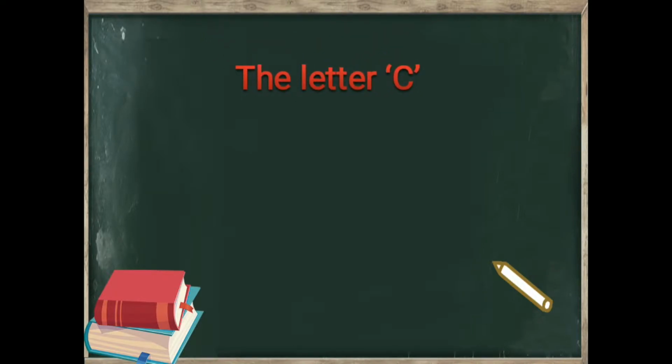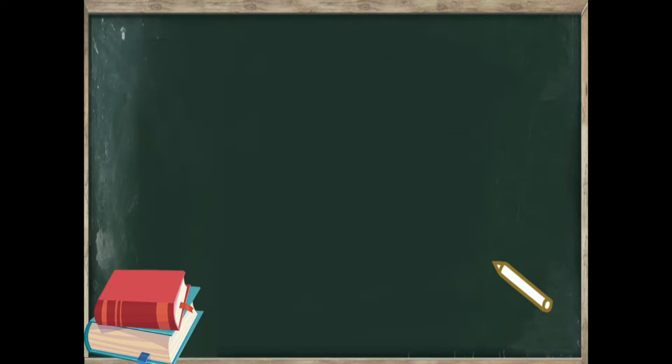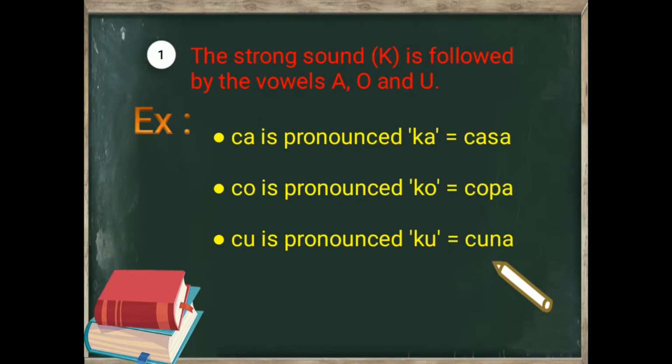The letter C. C can be pronounced in two ways depending on the vowel it is followed by. So let's see the two ways. The strong sound K is followed by the vowels A, O and U. The examples are CA, pronounced Ka, as in Casa. CO is pronounced Ko, as in Copa. CU is pronounced Ku, as in Cuna.